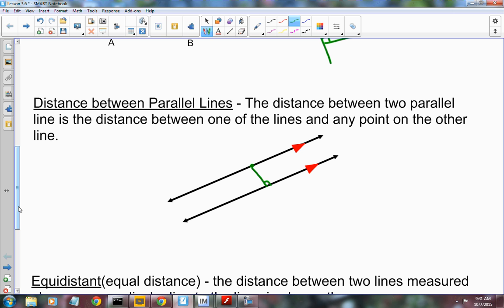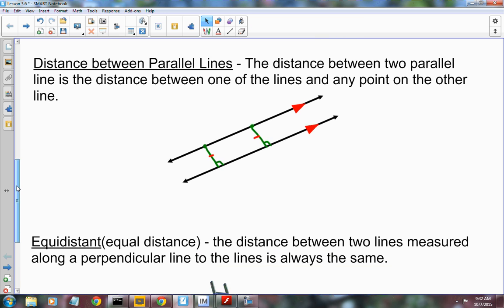Now, if I did it at another point and drew the perpendicular, what should be true about those two segments? They should be equal. They should also be parallel, huh? They should, right? If they're the same distance and they're both perpendicular to both lines, they should be parallel as well.